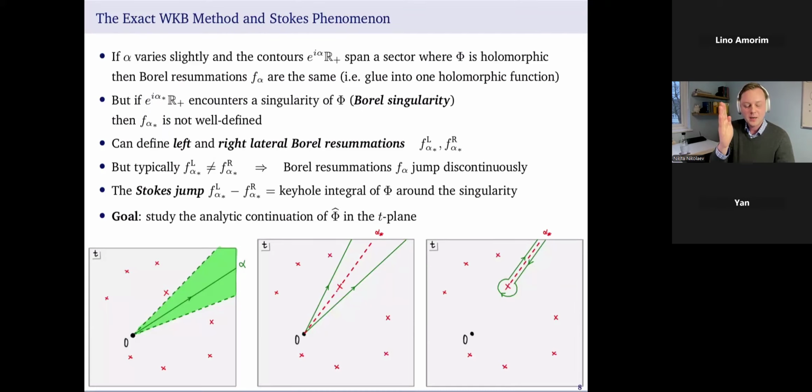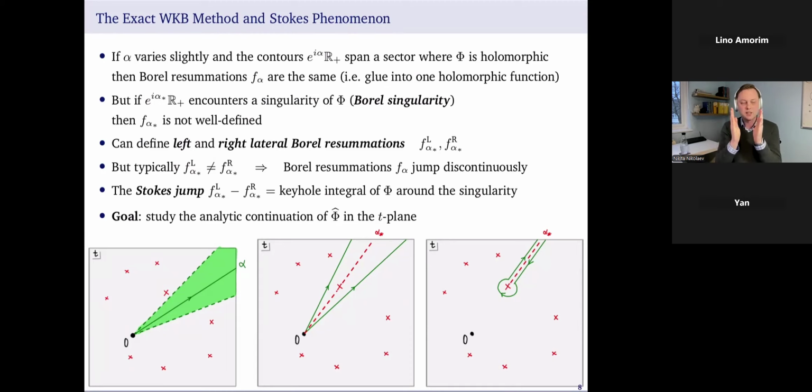But typically, if I continue varying alpha, then maybe I'll come off that bad ray where I'm seeing a singularity, and I'll again be in one of those green regions where the Borel resummation works. And the fact of the matter is that the results of the Borel resummation that I'm obtaining before I hit that Stokes ray and after I hit that Stokes ray are not the same. Typically, they are not the same.